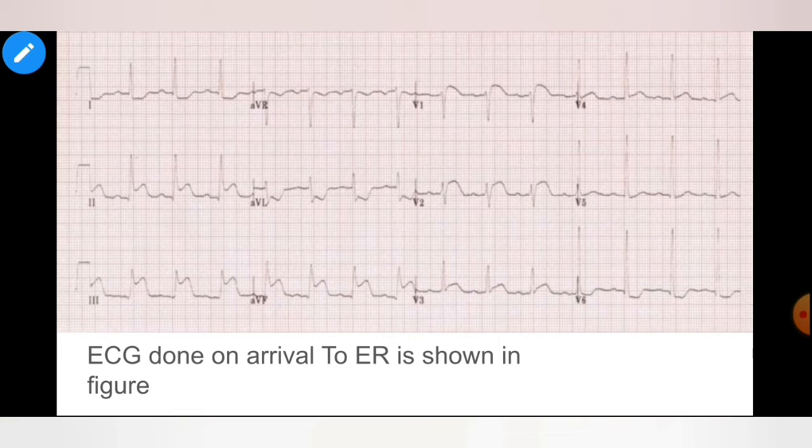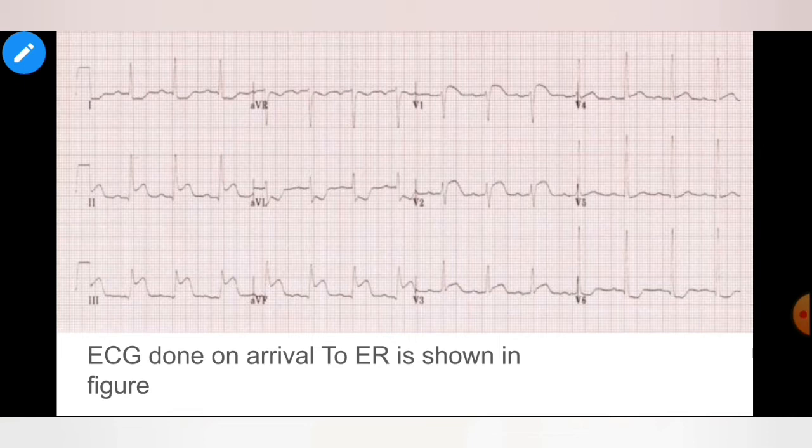Each QRS complex is preceded by a P wave. The P waves are upward in lead 1 and 2 while inverted in aVR, and the PR interval is constant throughout the EKG strip, then the rhythm is normal sinus rhythm. And so is the case here. You can see every QRS complex is preceded by the P wave, upgoing P wave in lead 1 and 2 while it is inverted in aVR, and the PR intervals are constant throughout the EKG strip. So you can rightly say here, the rhythm is normal sinus rhythm.